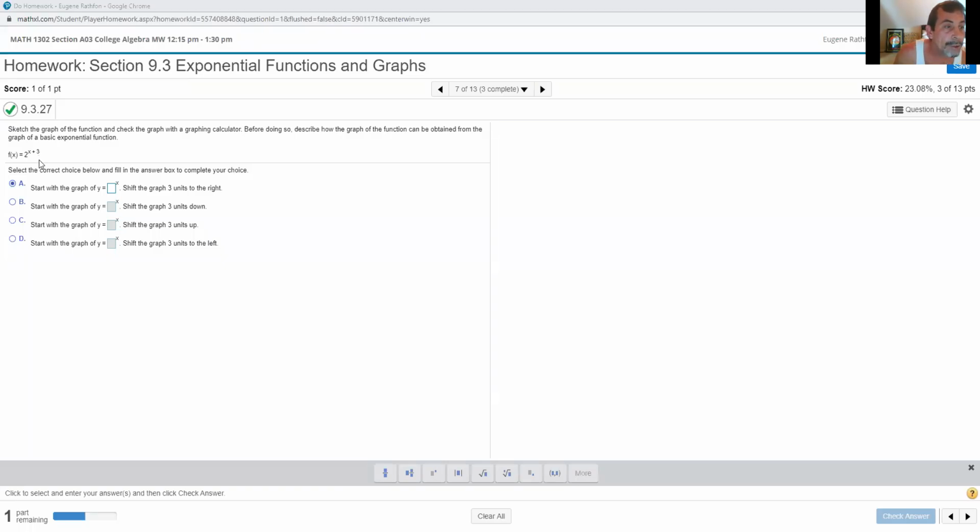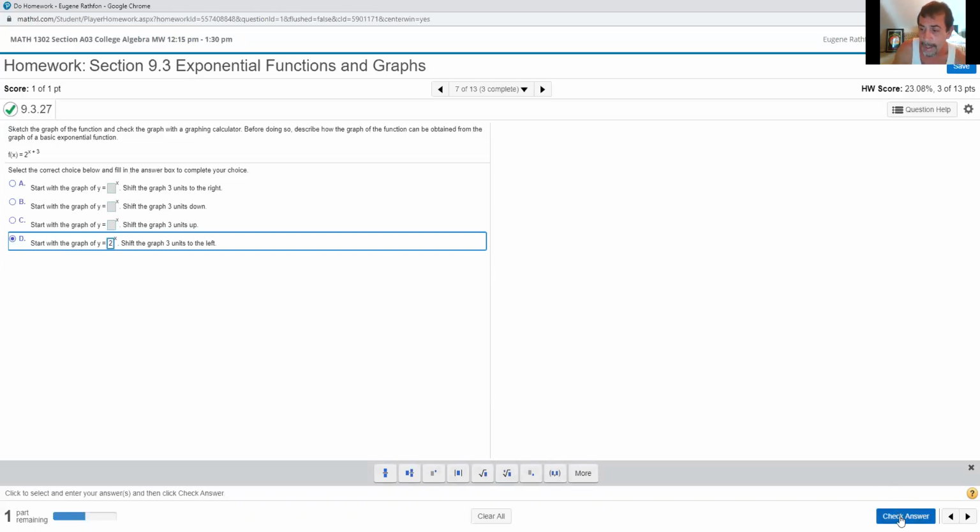So since that plus 3 is up here with the x, that moves me horizontally left and right. So when it's positive, it moves you to the left. When that's negative, it moves you to the right. So since that's a positive 3, it's moving me 3 to the left. So my base is 2. And then I want one of these which has going to the left. So D has it going 3 units to the left. And then right here in the blank, you got to put the base, which is a 2. And then you check that.